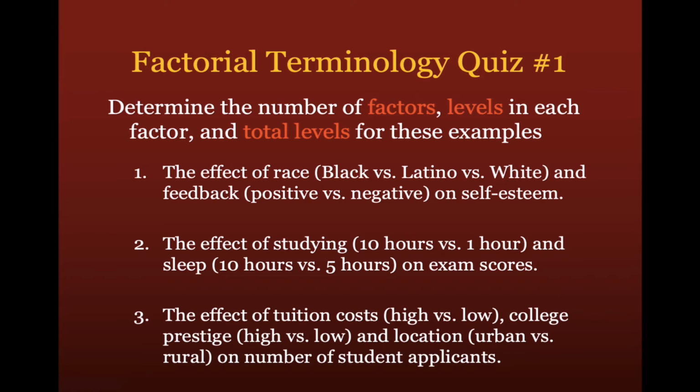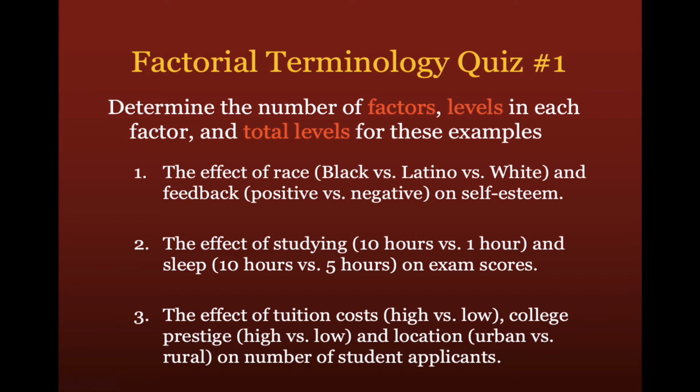For the second one, the effect of studying 10 hours versus 1 hour and sleeping 10 hours versus 5 hours on exam scores. What are our factors? Our factors are studying and sleep. So we have 2 factors. Studying has 2 levels, 10 hours or 1 hour. Sleep has 2 levels, 10 hours or 5 hours. So it's a 2x2 factorial design, which means we have 8 total conditions.